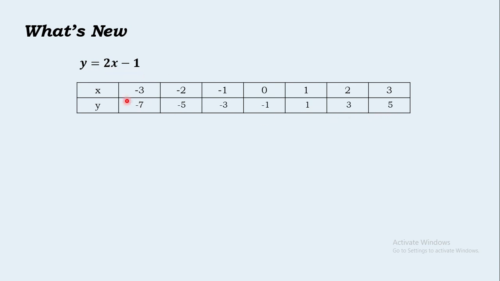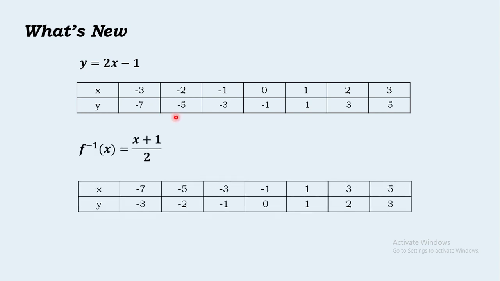So as you can see, we have now completed the table of values using the function y equals 2x minus 1. This is an example of a linear function. The domain of a linear function is all real numbers, and the same is true of the range. These are all real numbers, meaning there are no restrictions in the values of the domain and range.